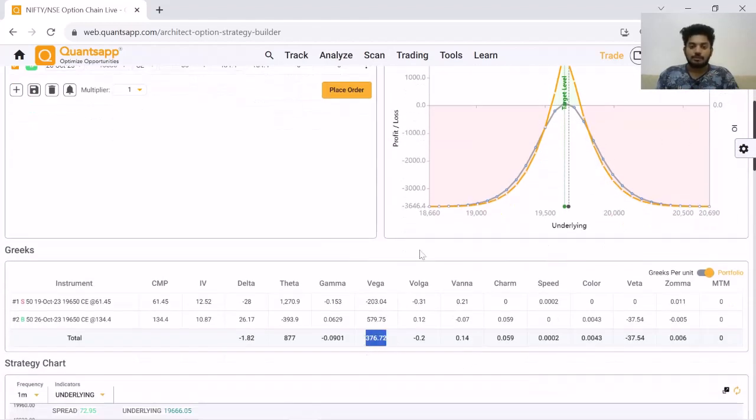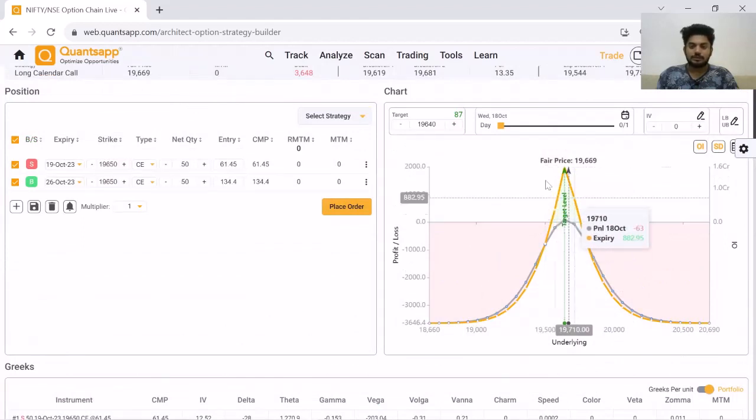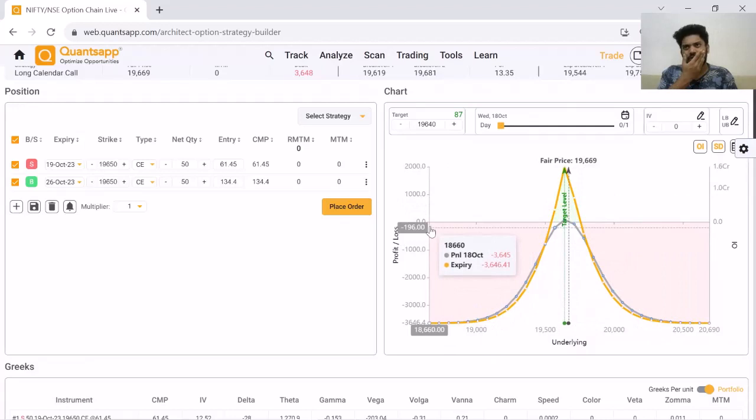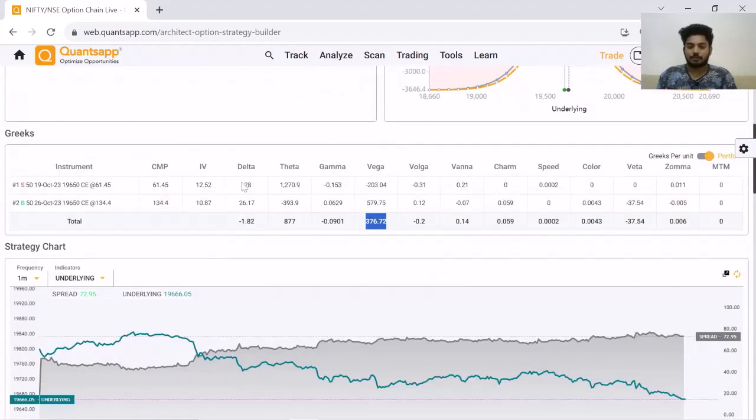Now if you see, despite this being a non-directional strategy, wherein you are not expecting the market to move in any direction, if the market remains in this range, you are going to make a decent amount of returns. The closer to expiry we do this strategy, the better it is. The reason is simple: the faster theta decay is happening on the current leg, the current expiry.